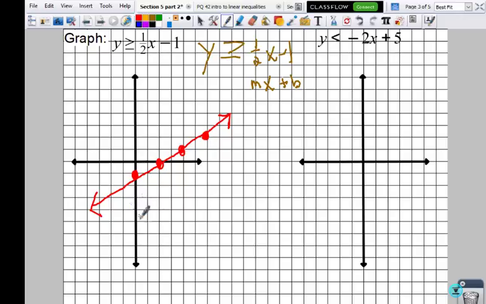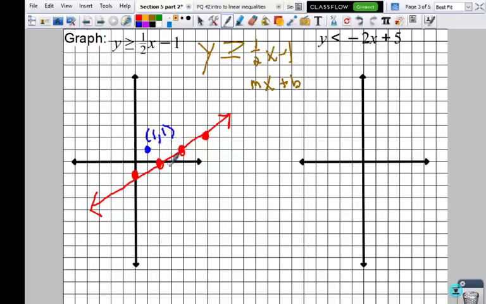Okay, so I picked a line. Now I need to figure out which side is the true side by picking a point and seeing if the point I guessed was right. So Dylan, what point you want to pick? 1-1. 1-1's a good one. 1-1 is a nice, easy point to plug in.